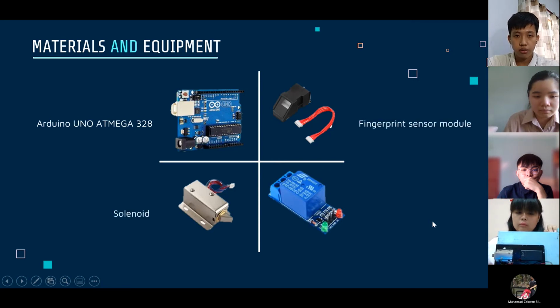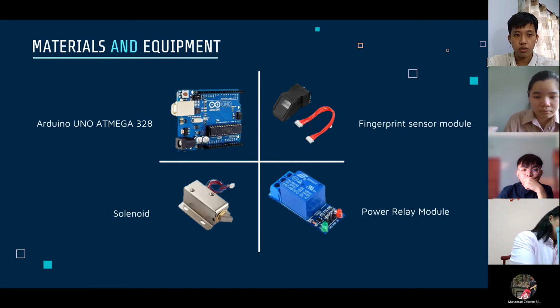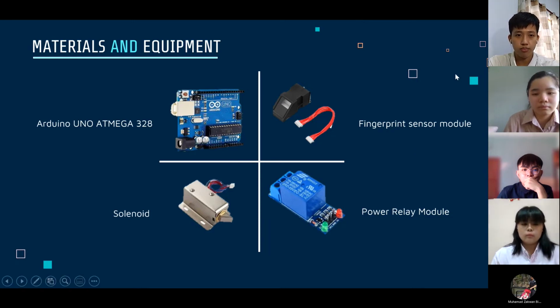And these are the materials and equipment that we will use in our project product. First is the Arduino Uno, ATmega328P. The Arduino Uno is an open source microcontroller board based on the Microchip ATmega328P microcontroller and developed by Arduino. The board is equipped with sets of digital and analog input/output pins that may be interfaced to various expansion boards and other circuits.